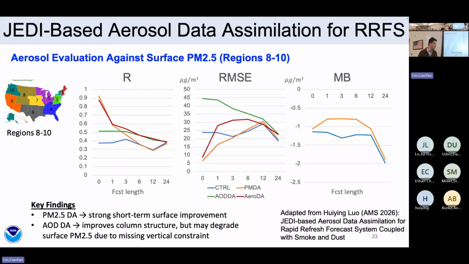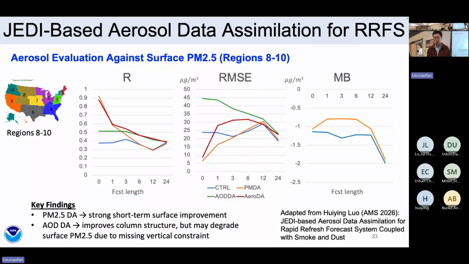The takeaway information is we first find the PM2.5 DA provides a strong short-term surface improvement. As you can see, PM2.5 DA is in orange, and typically it has smaller mean bias and root mean squared error compared to the control, the blue one. So it demonstrates the improvement of the PM2.5 forecast.